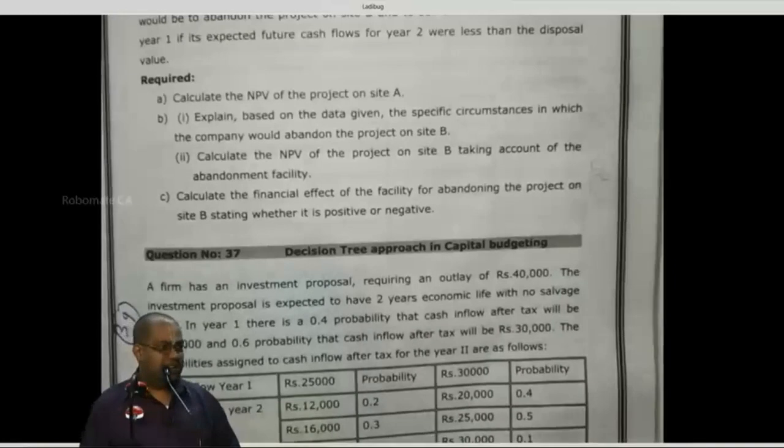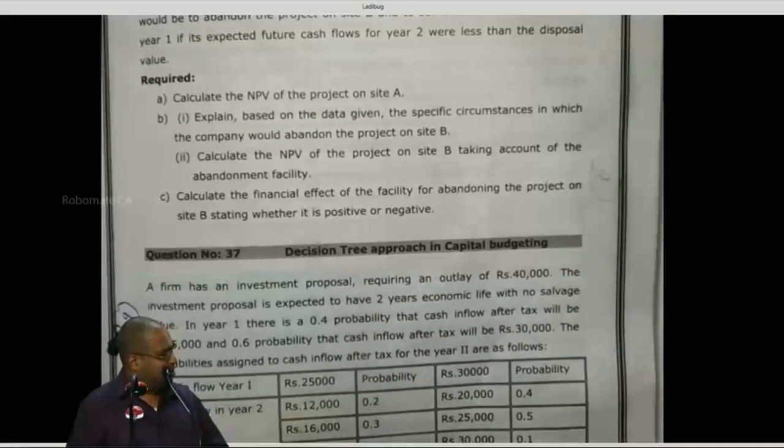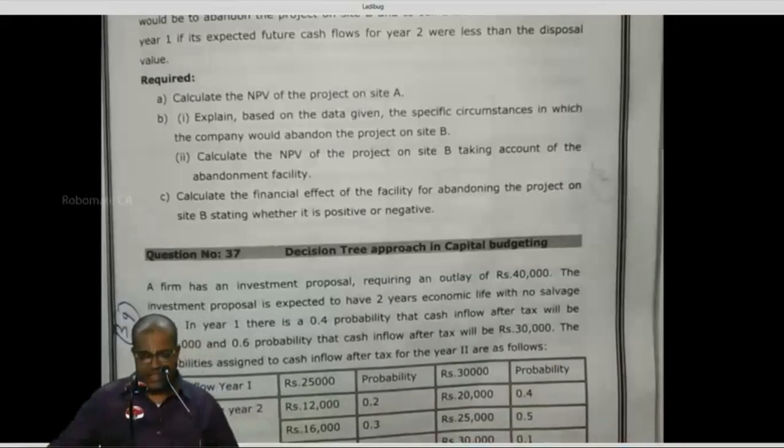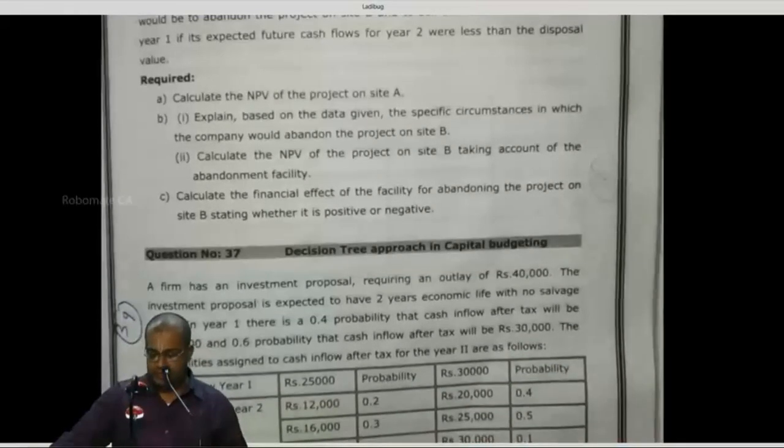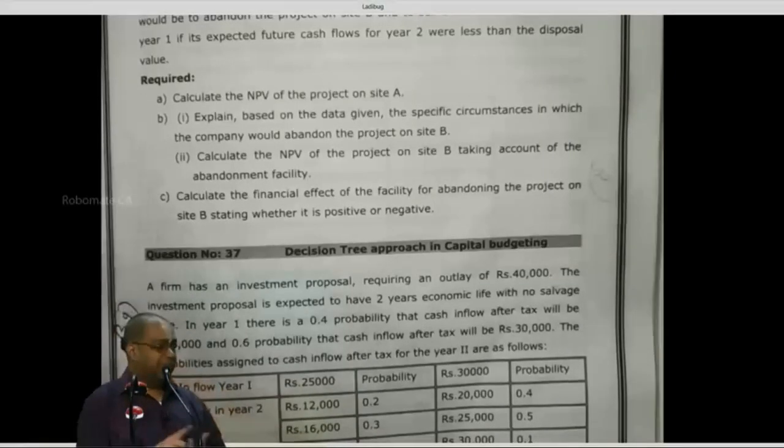First year cash flow is certain or uncertain? Uncertain. Whenever I use the word uncertainty, probability will come into picture. Yes or no? Tell me. I estimate the first year cash flow to be either 25,000 or 30,000. What the probability of having 25,000 cash flow? 0.4 and 30,000 is going to be 0.6. Now, this is the cash flow that may happen in year 1.